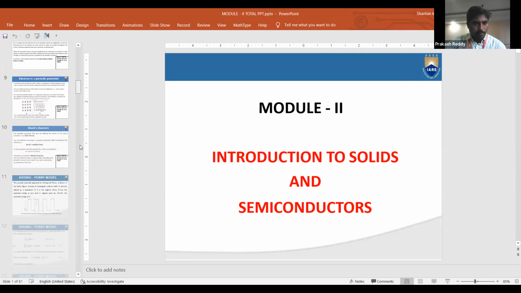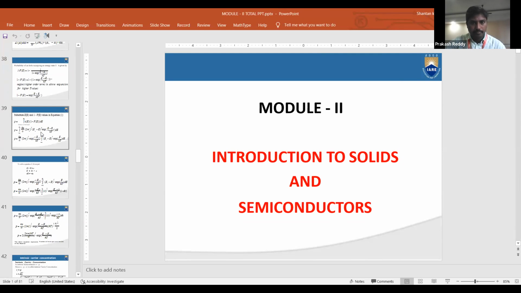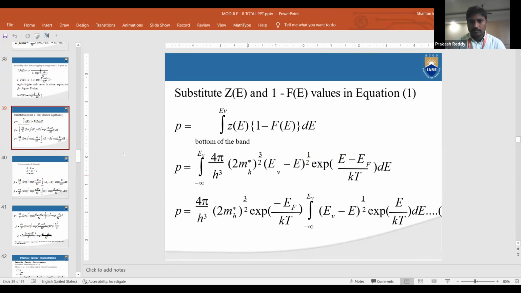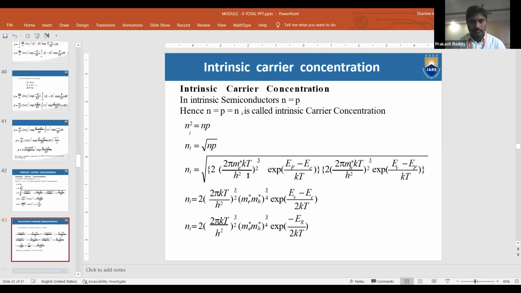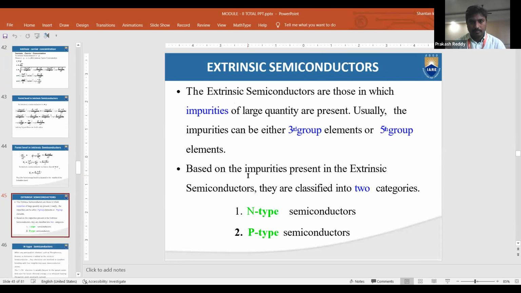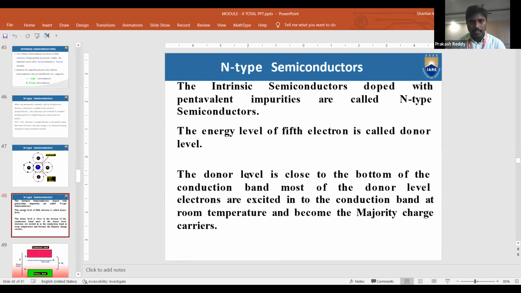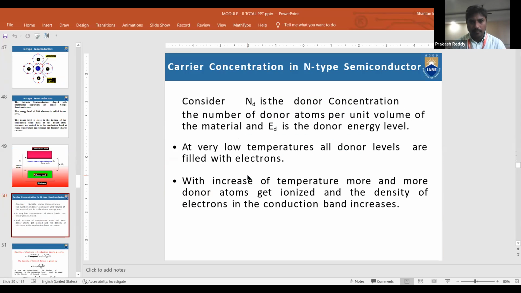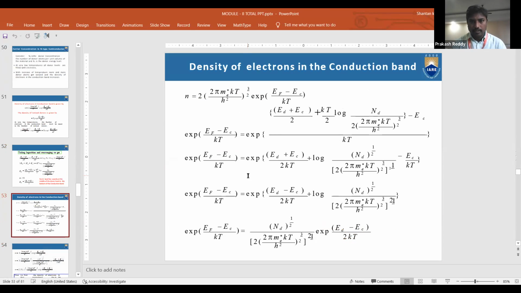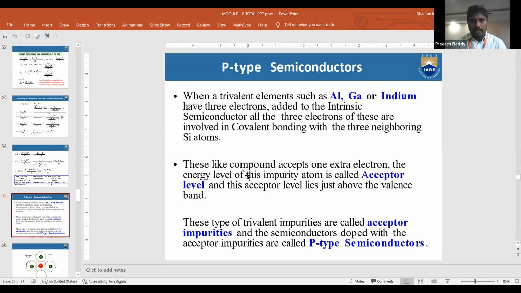All of you keep the heading Hall effect. This is about extrinsic N-type semiconductor. After that, P-type semiconductor.